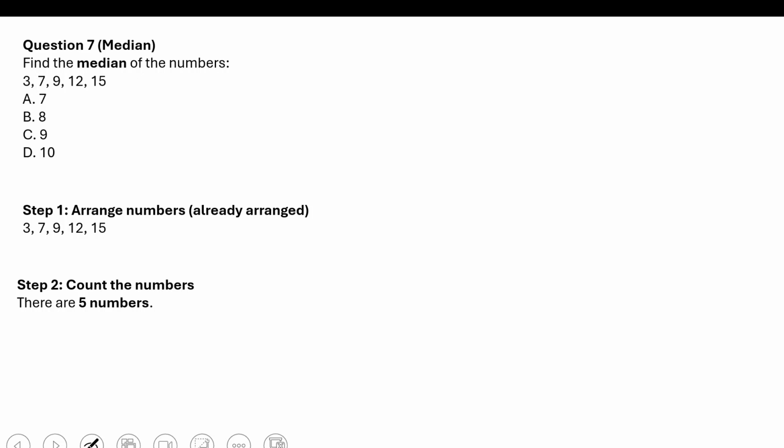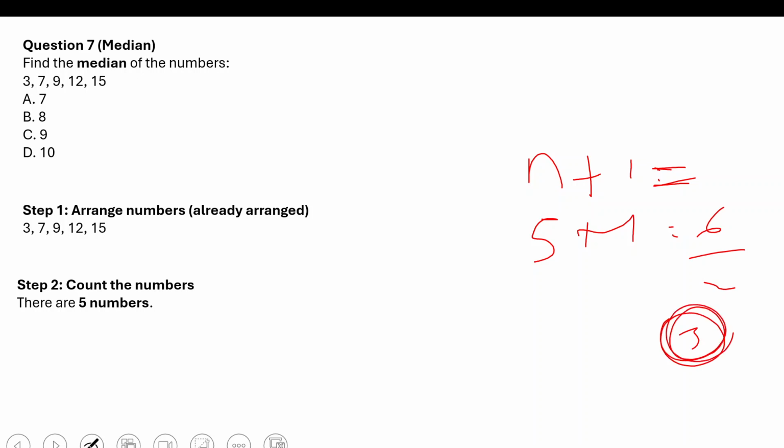So the number in the distribution is n. So add n to 1 to give you a value that you divide by 2. So if I have 5 plus 1 is equal to 6, 6 over 2 will give you 3. So 3 is the position where my median will reside. The third position is where my median will reside in the distribution. That's how you do it.